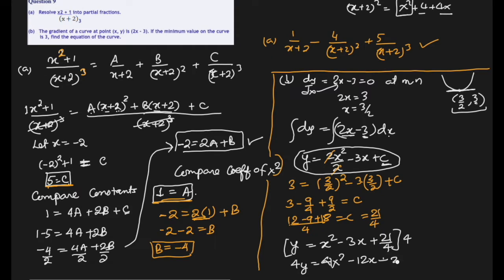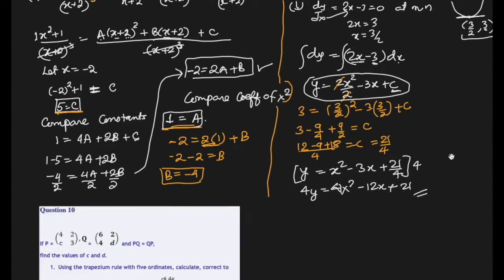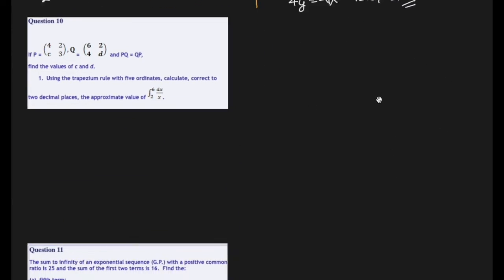That was the purpose, right? To multiply by 4 only. This becomes the simpler form. I think we can leave it like this. That will be the solution of this question number 9. Okay, question number 10.